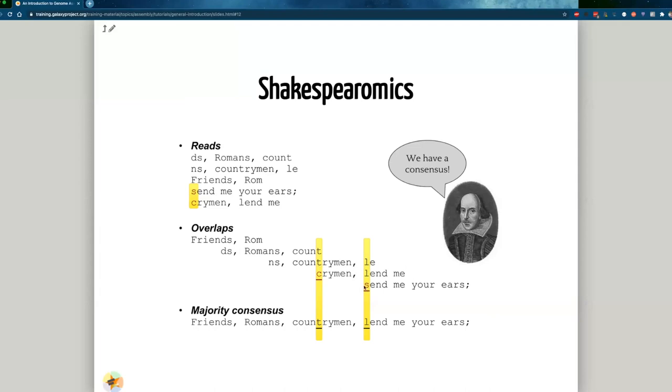Lend me and send me your ears. We're going to say, well, perhaps this S is an error because we have more evidence to say that it was an L. And so we have a final majority consensus of friends, Romans, countrymen, lend me your ears. And we have reconstructed our original sequence from our reads alone by doing overlap, layout, consensus.